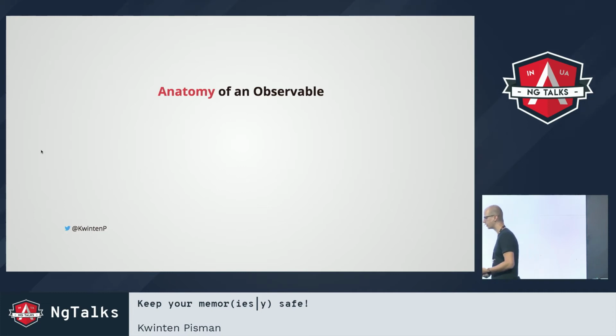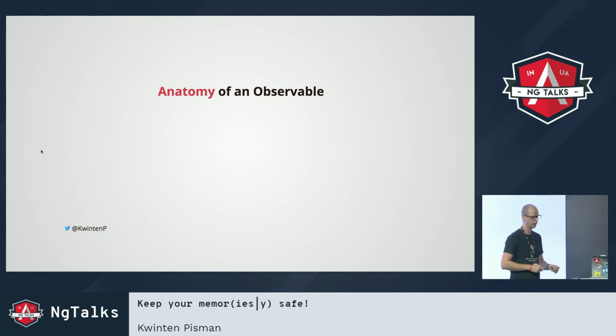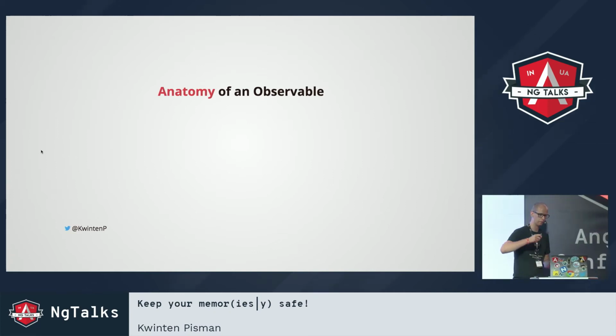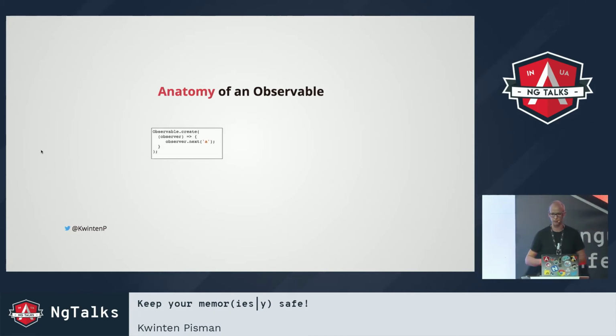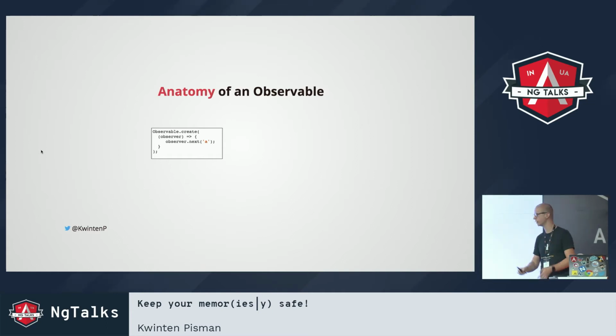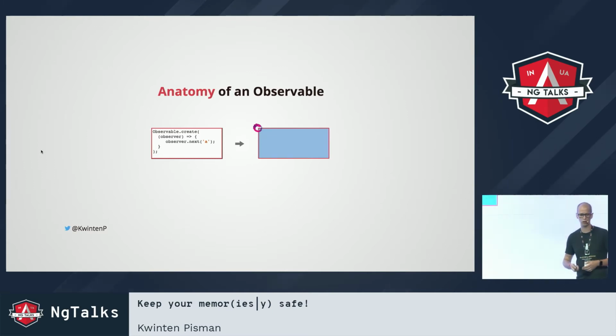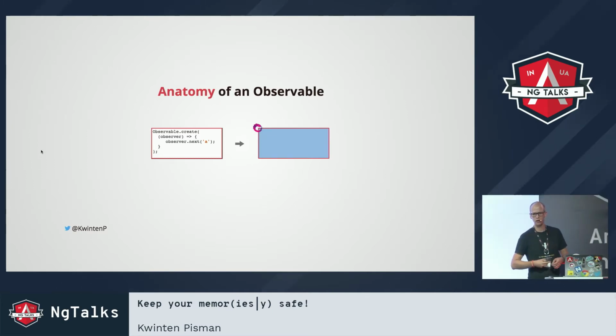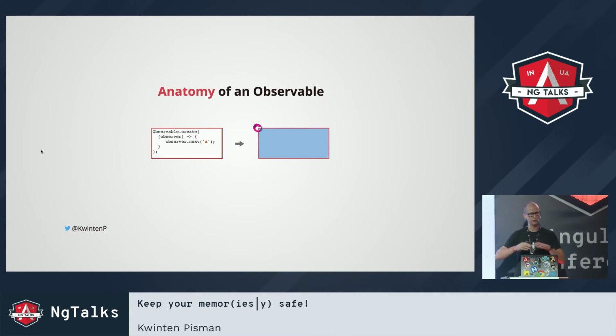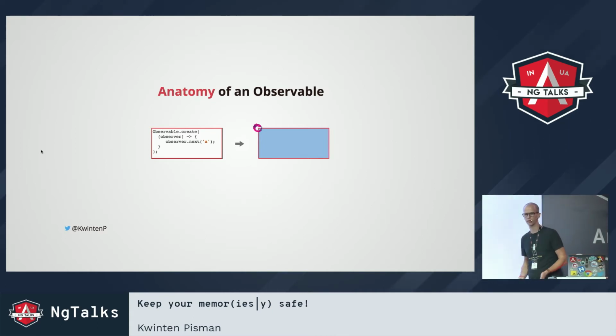To understand how RxJS can introduce memory leaks, we need to look at the anatomy of an observable. I'll try to visualize it using emoticons. It's emoticon-based explanations. We have an observable, and we can visualize that with a box. Why a box? Well, an observable is kind of a wrapper around those future values, those asynchronous values.